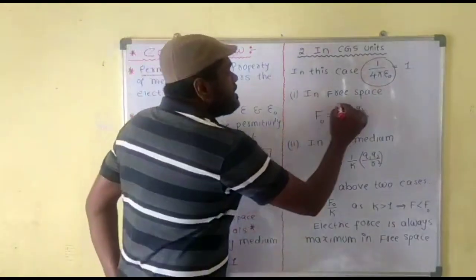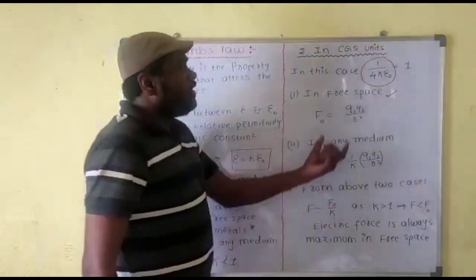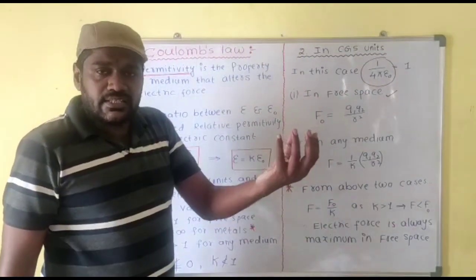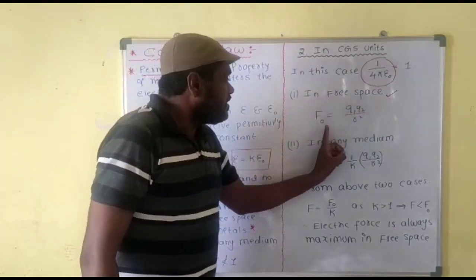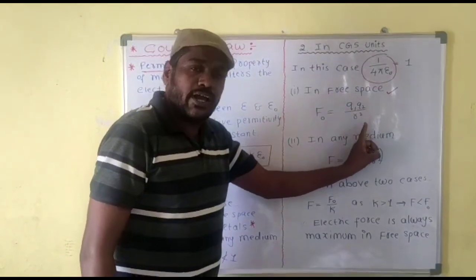Now in free space, once again, if all quantities are expressed in the CGS system and the two charges are present in free space, the force F0 is equal to Q1 Q2 by R square.